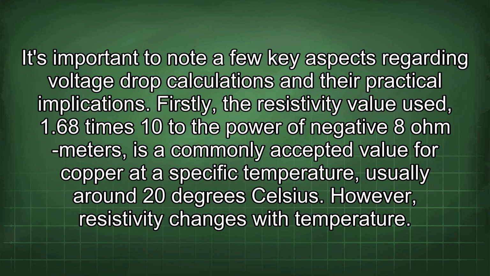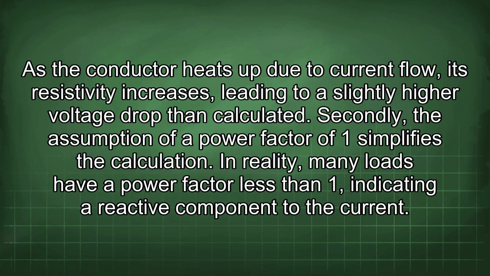It's important to note a few key aspects regarding voltage drop calculations and their practical implications. Firstly, the resistivity value used, 1.68 times 10 to the power of negative 8 ohm meters, is a commonly accepted value for copper at a specific temperature, usually around 20 degrees Celsius. However, resistivity changes with temperature. As the conductor heats up due to current flow, its resistivity increases, leading to a slightly higher voltage drop than calculated. Secondly, the assumption of a power factor of 1 simplifies the calculation.